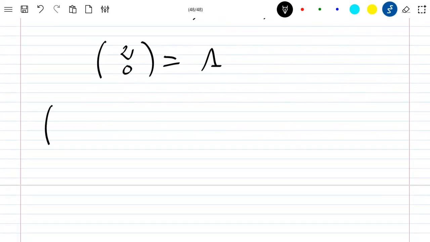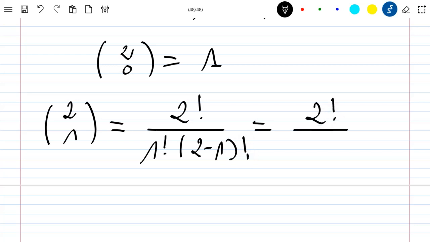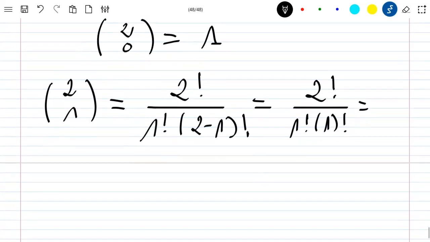The second one is 2 choose 1. We apply the same formula: 2 choose 1 is 2 factorial divided by 1 factorial times (2 minus 1) factorial, which is 2 factorial divided by 1 factorial times 1 factorial, which is equal to 2 factorial, which is equal to 2.